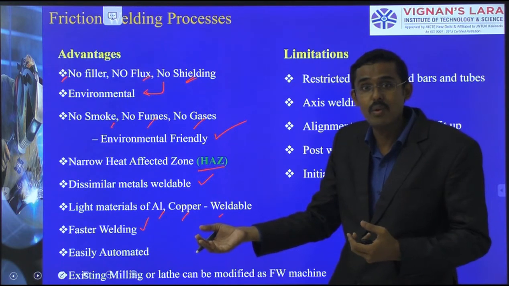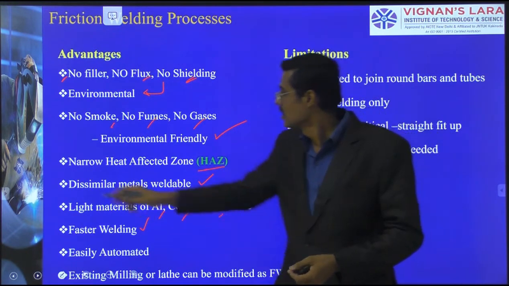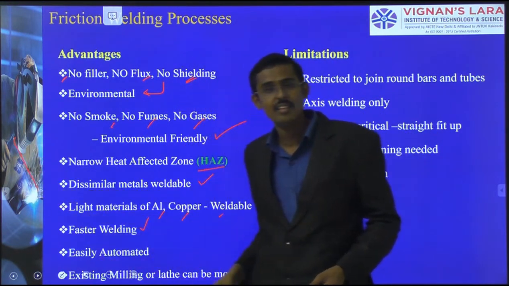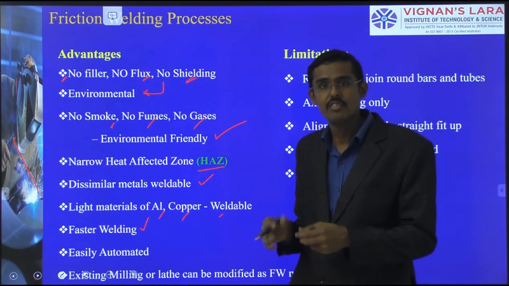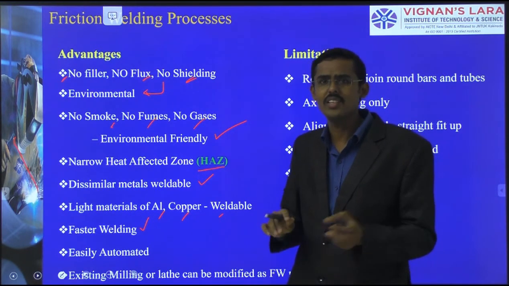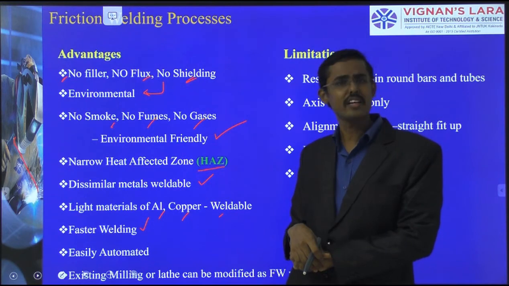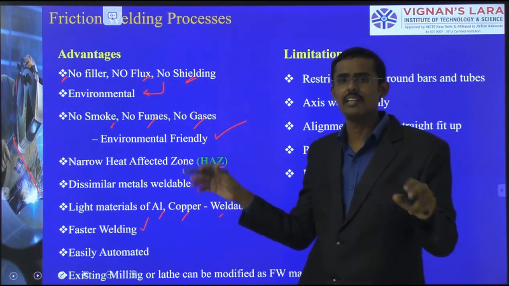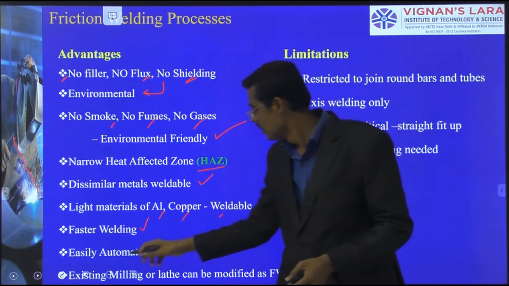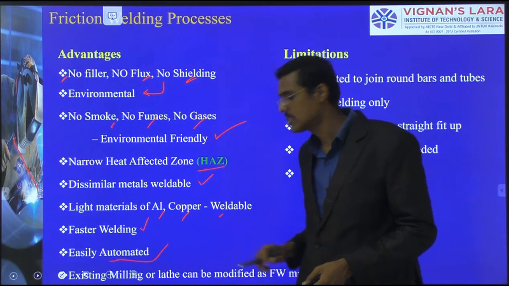But in the case of manual welding, there is electrode changing, keeping, welding, rest, fumes, smoke, cleaning, grinding. So many processes and difficulties are there. In this, nothing else. It is quick. Mass production can apply. It is easily automated.